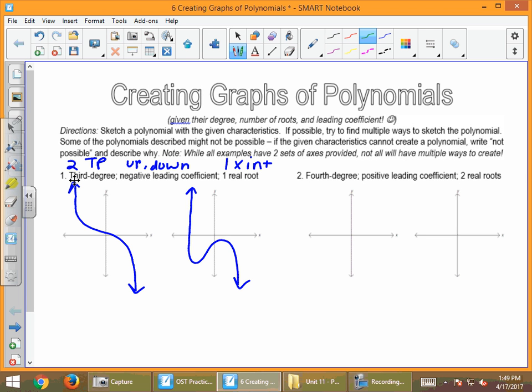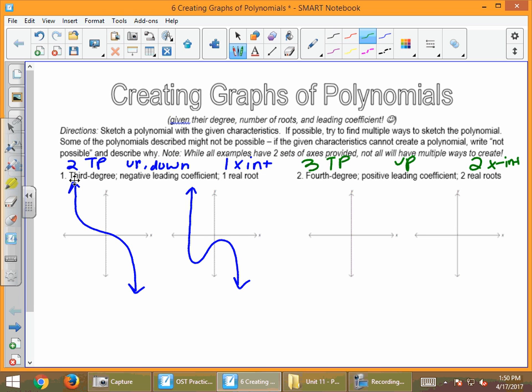Okay. The next one, 4th degree, positive coefficient, 2 real roots. So if it's a 4th degree, what's the maximum number of turning points? 3. Always one less than the degree. If it's an even degree, you know the arrows are going to point in the same direction, and if it's a positive leading coefficient, they're both going to point up. So they're both pointing up. And then 2 real roots. So how many x-intercepts are we going to have? 2.